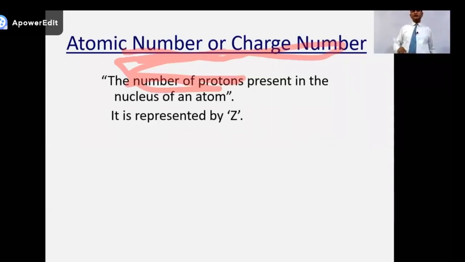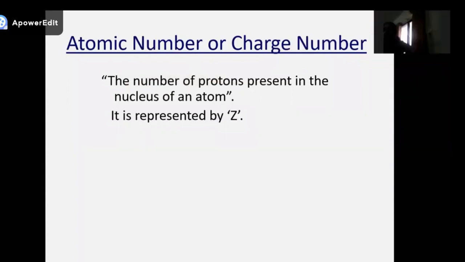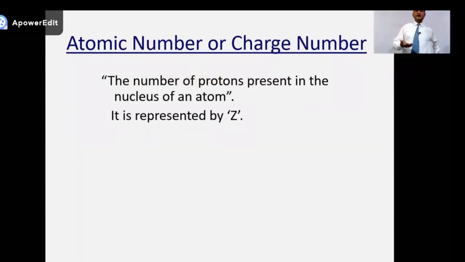Same is true in case of atoms. If an atom has one proton, its characteristic will be different. If an atom has two protons, its characteristic changes. Three protons change. So they are given names accordingly, right? If we have one proton, we call it hydrogen. If an atom has two protons, we call it helium.